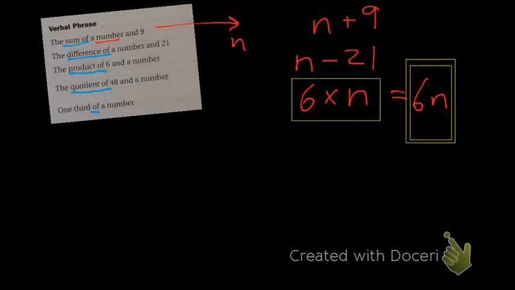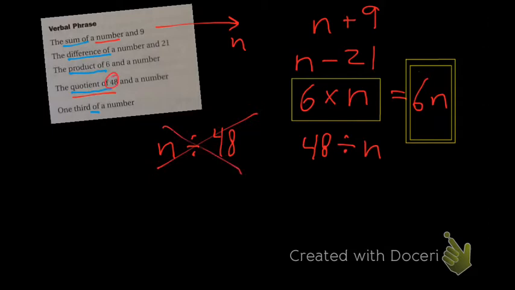The quotient of 48 and a number would be a division problem. The quotient of 48 was mentioned first, so 48 divided by n. It is not n divided by 48. That is incorrect because 48 was mentioned first and then the number. So the quotient of 48 and a number, and again, you'll typically see this like 48 divided by n. It's the same thing. That's why I put that equal sign there.